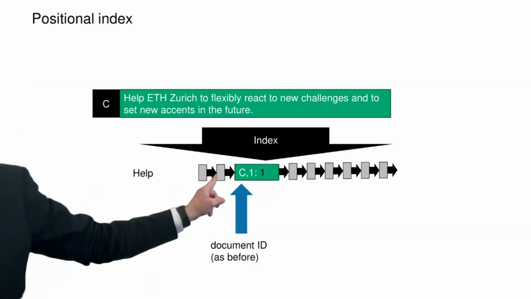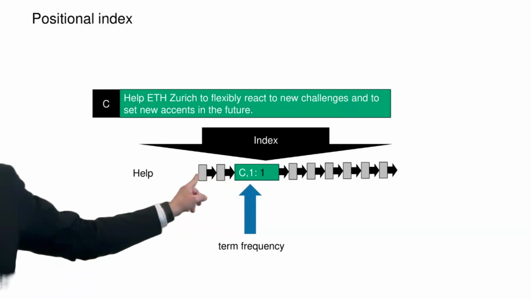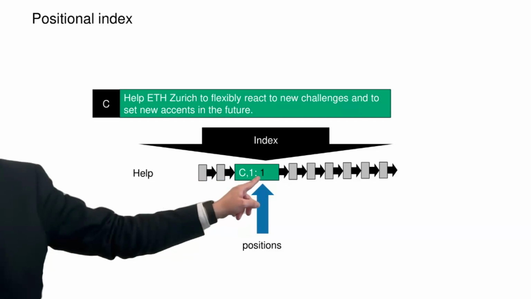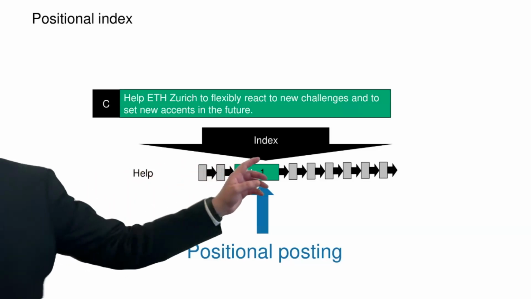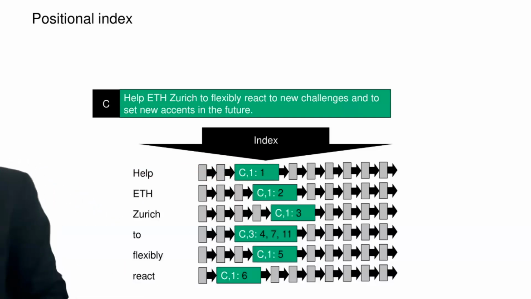So that's what we call the document ID. That's what we call a term frequency, not to be confused with the document frequency that we have here. So a term frequency, and then we have the positions. So this is called a positional posting. That means that we are no longer in the set of words realm, we are in the list of words realm, right? So we know the positions. And now we have all the positions of the term in every document.